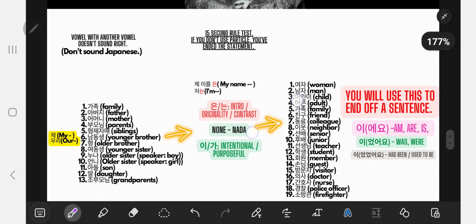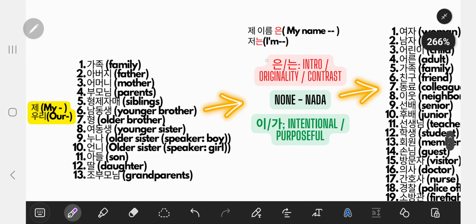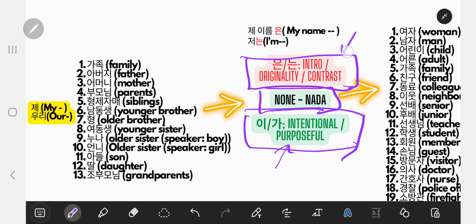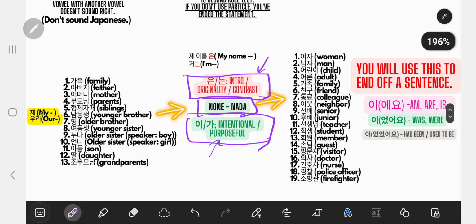So here's a 15-second rule test. I know this is a little too quick, but speed is key. So this is originality and contrast. This particle we will be learning. This is purposeful. We've already learned that. And you can also not use a particle if you don't want to. We will be learning this in the next couple lessons, but this is basically for introduction or originality, or when you want a possessive contrast or possessive emphasis on something. So this is what we're going to do.